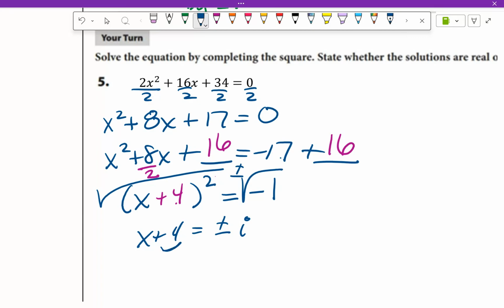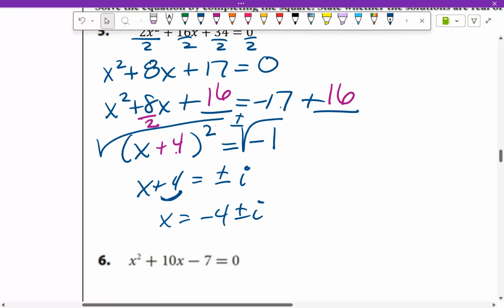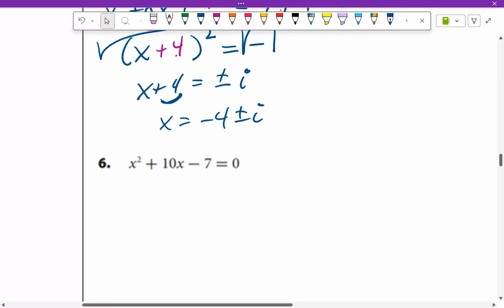All right, how do I move this 4 to the other side? Subtract. So negative 4 plus or minus i. Did we get 2 answers? Yep, plus minus is 2 answers. They're imaginary answers, but we got them. Okay. All right, one last one for today.